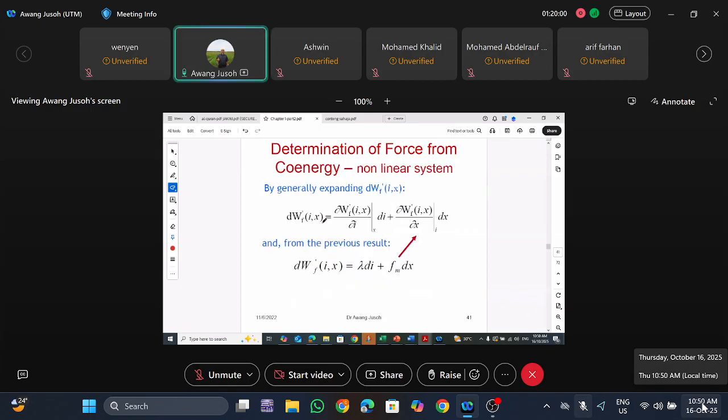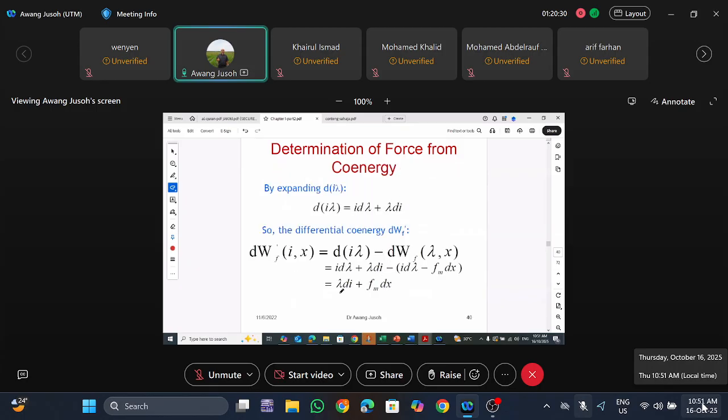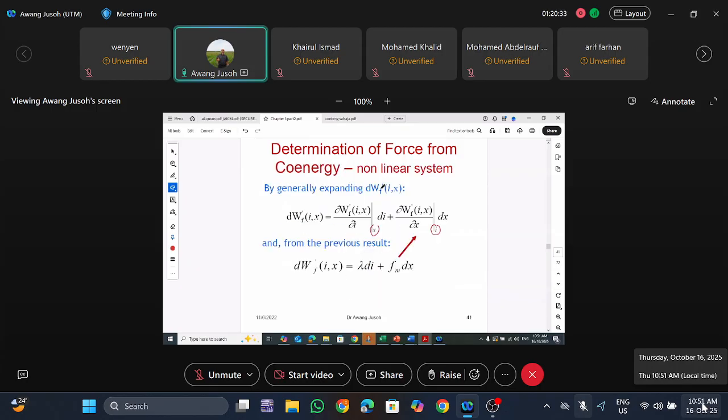So for the nonlinear system, the differential of W_f prime (I, x) equals the partial derivative of co-energy with respect to I, while x must be constant, plus the partial derivative of W_f prime with respect to x, while I is constant. Then what we are interested in is the force. You just match this equation with this equation, and you see the arrow there. So force is represented by this one.